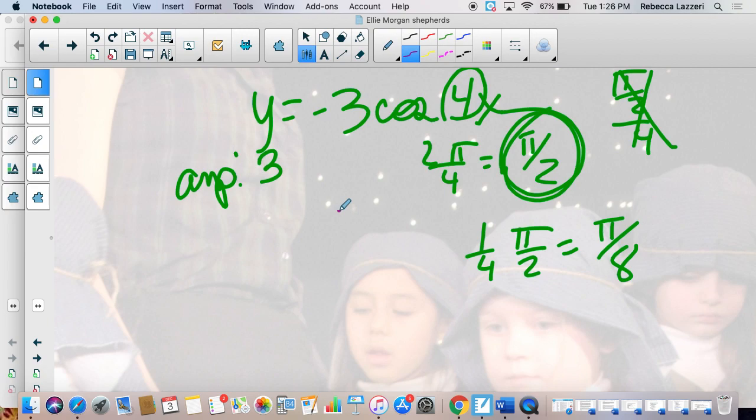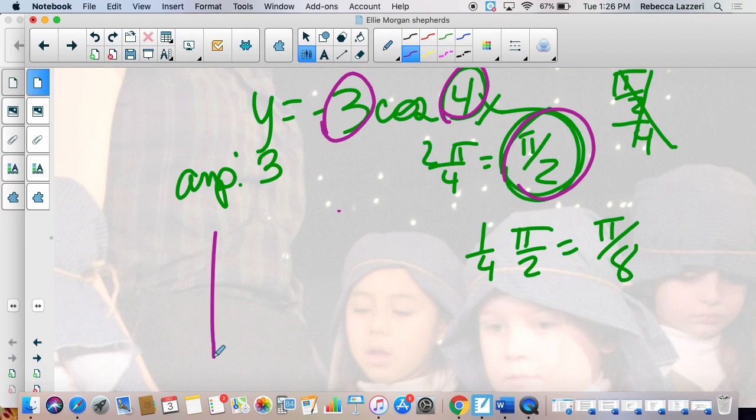Okay, so this is what you always do. Amplitude's gonna be the number in the front. This is gonna affect the period of the graph, and you say 2 pi over the number. Once you get the new period of the graph, you always divide it into 4 equal parts. Either divide it by 4 or cut it into fourths, okay?